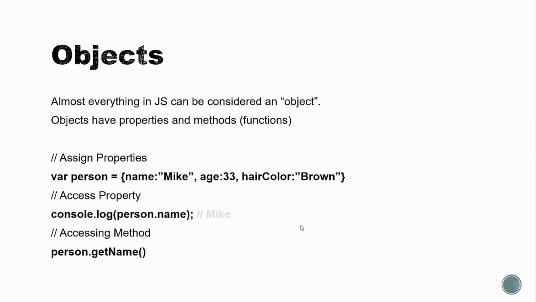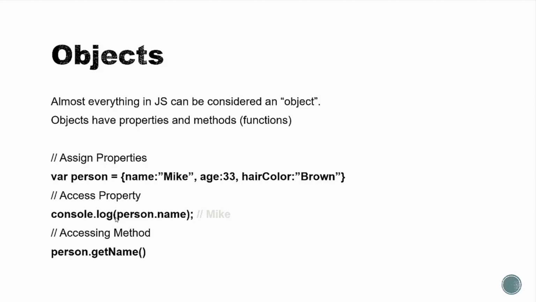Objects. So almost everything in JavaScript can be considered an object. Objects have properties and methods, and methods is kind of a fancy way of just saying function. All right, so we're going to go over this in depth later on, but if you want to create an object with some properties, you can see we're creating an object called person, and we have these curly braces. That's going to define it as an object, and then we have different properties. Okay, in this case we have name, age, and hair color. Now strings should be in quotes, either double or single, and numbers don't have to be in quotes.